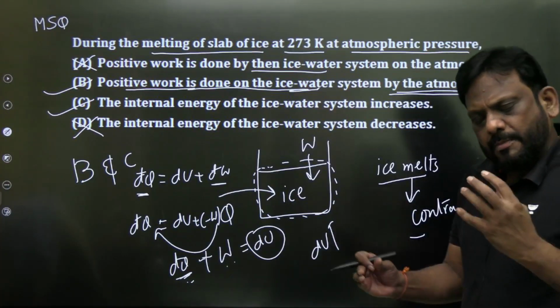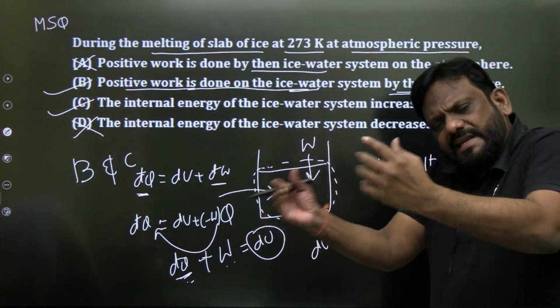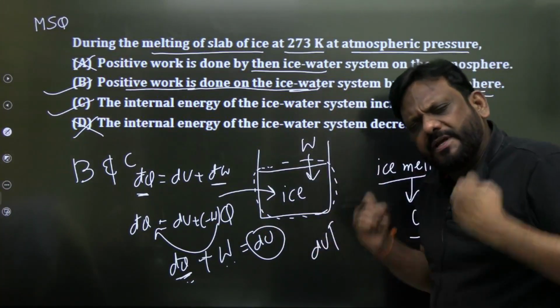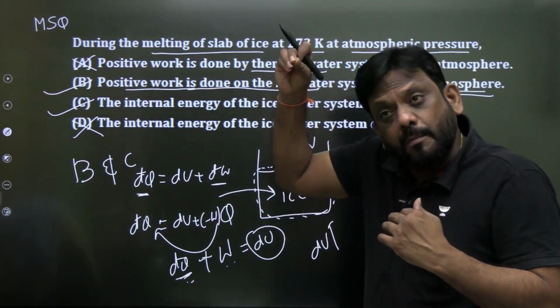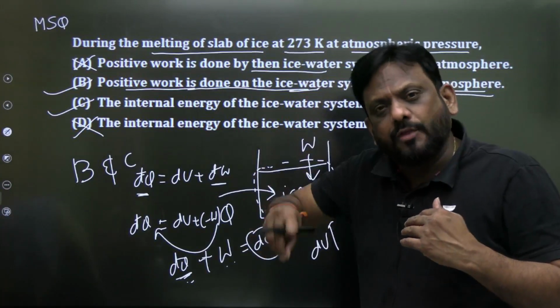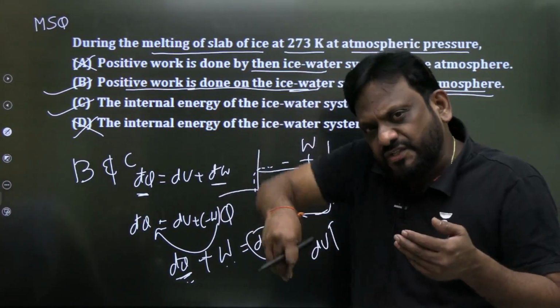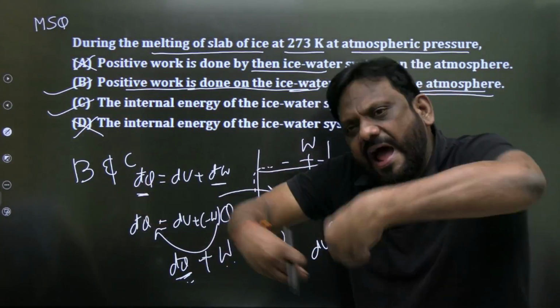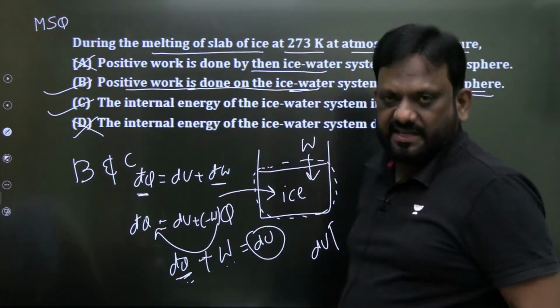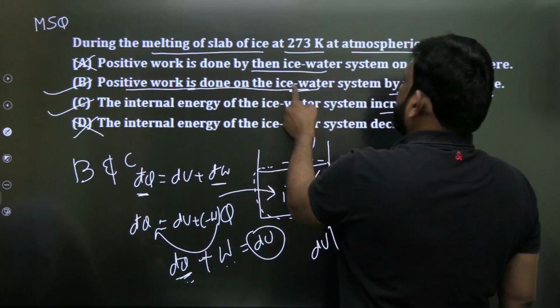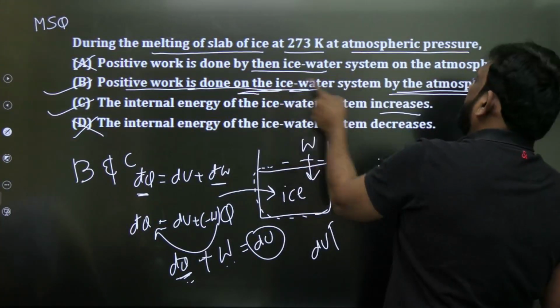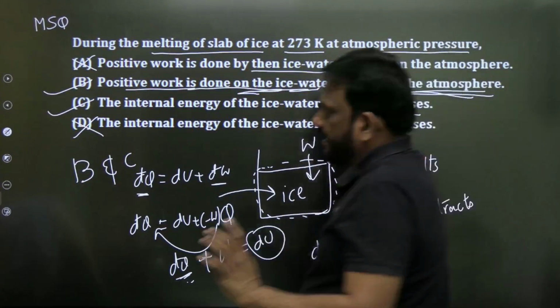Hope you have understood. Because when ice melts, it absorbs heat. When ice melts, the volume decreases. So thereby, when the volume decreases, means work is done by the atmosphere on the system, on the ice. So therefore, energy is transferred in the form of work to the system. Both are added to the system, so its internal energy increases. So therefore, the internal energy increases and positive work is done on the ice by atmosphere. This is correct. Next question.